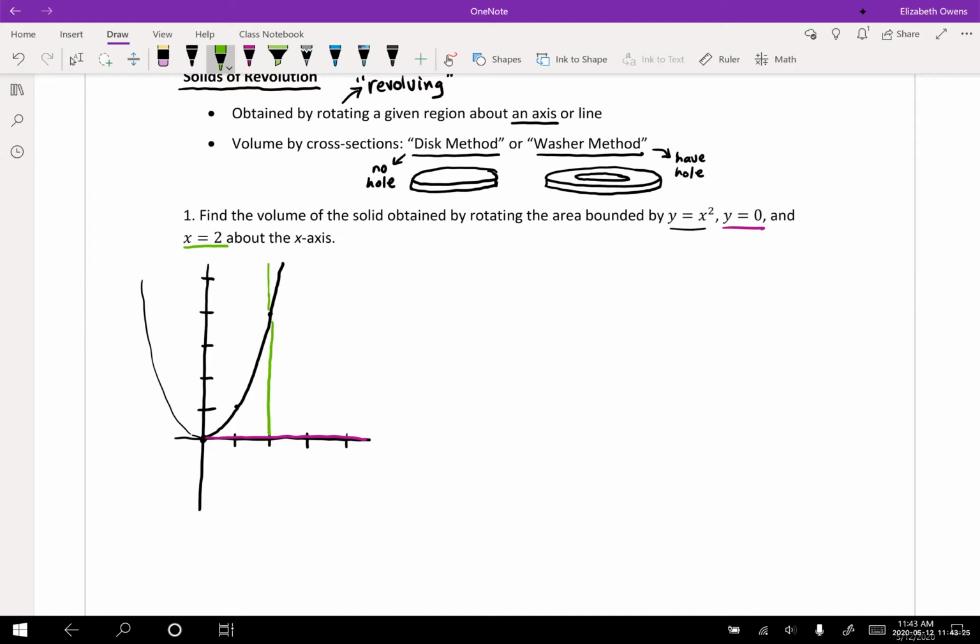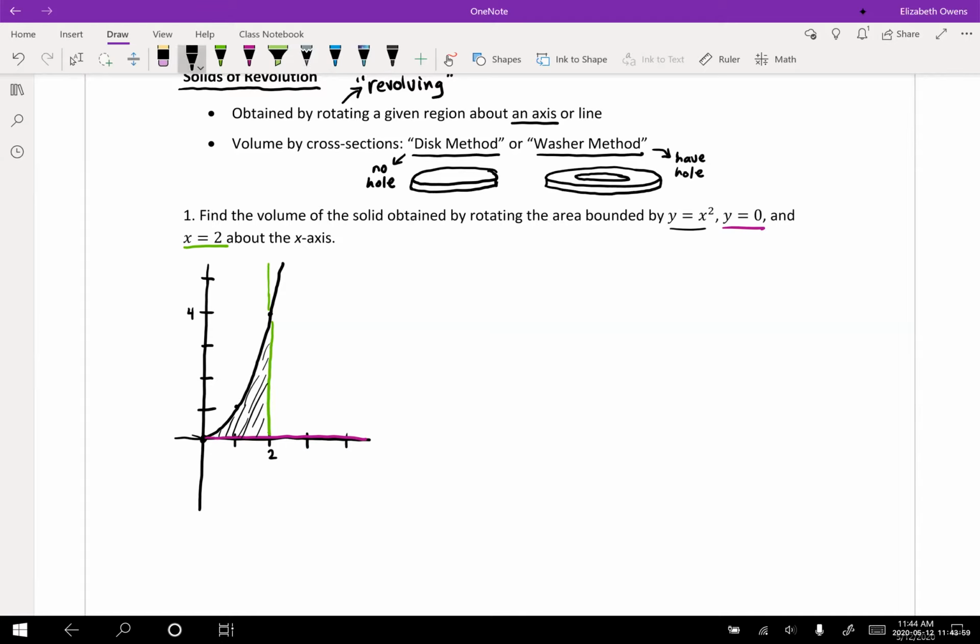Okay, so we want to take the area bounded by those 3 graphs. And notice that those come together here at the origin and they come together up here at the point 2, 4. All right, so it turns out that the area bounded that we're looking at is this area right in here. Okay, so we actually didn't need this other half of the parabola over there.